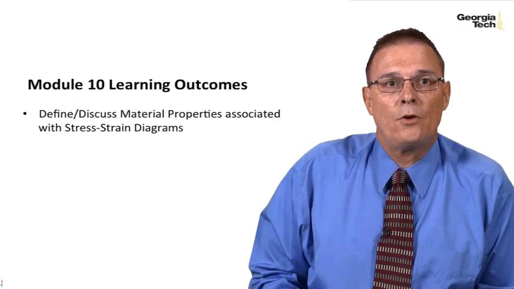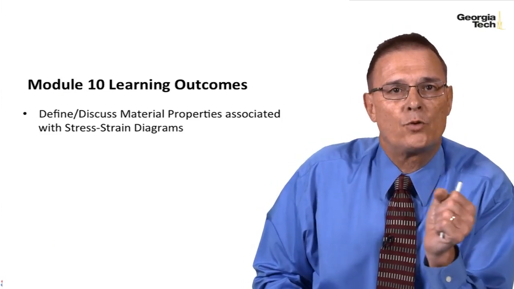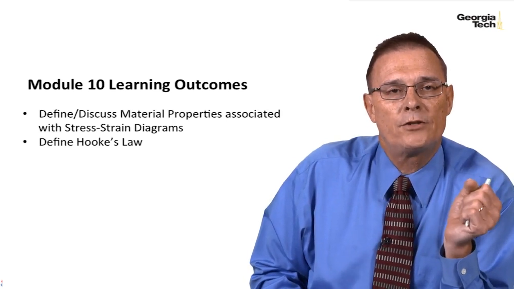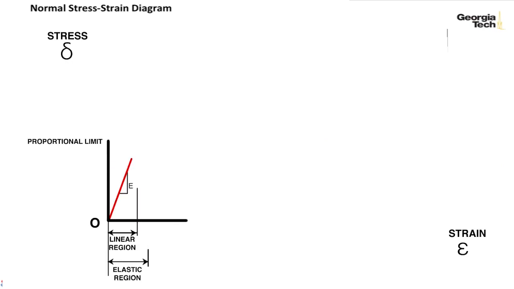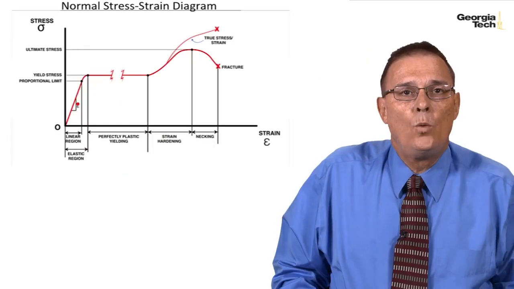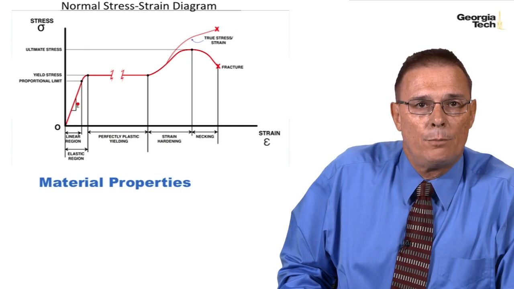Today's learning outcomes are to define and discuss material properties associated with that stress-strain diagram that we developed last module. And we're going to define something called Hooke's Law. So here is our normal stress-strain diagram for a typical ductile material that we came up with last time. With this stress-strain diagram, we can start to look at material properties.